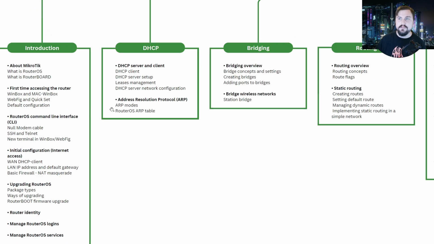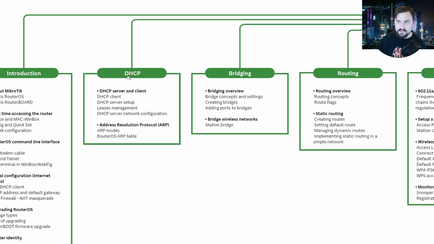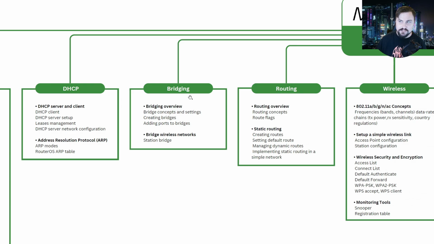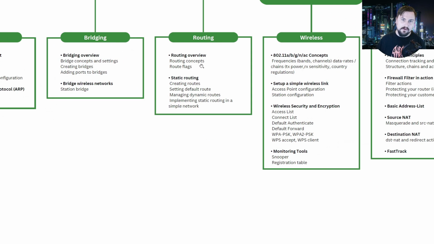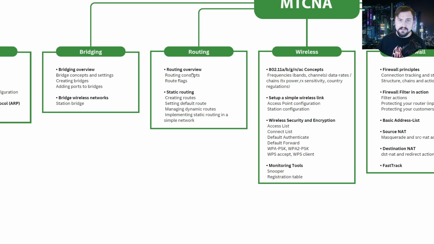But after we cover the introduction, you've got things like DHCP, we've got bridging. Bridging is awesome, by the way. We've got our routing that we can go over. Even though the MTCNA only kind of expects you to understand that there are dynamic routing protocols, you're not really going to learn how to set up stuff like OSPF or BGP or any of those other protocols.